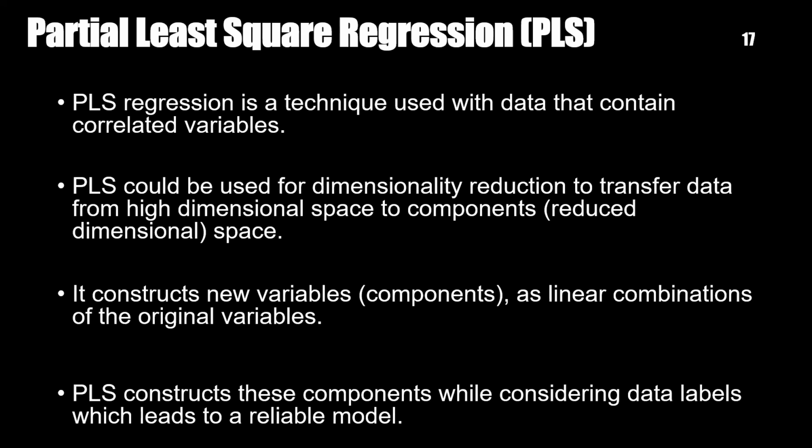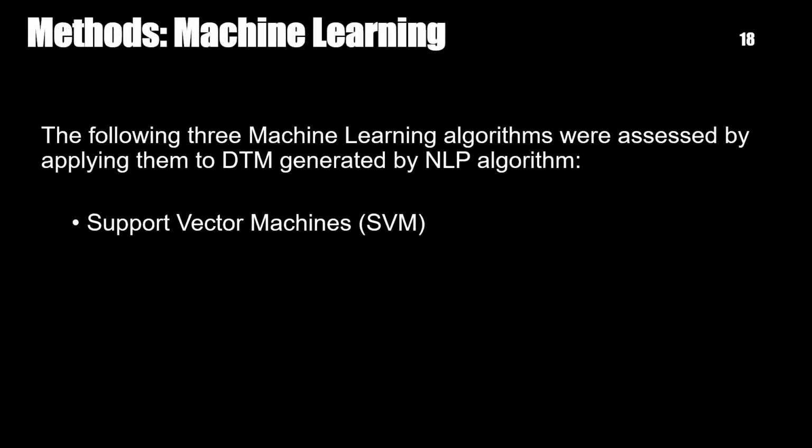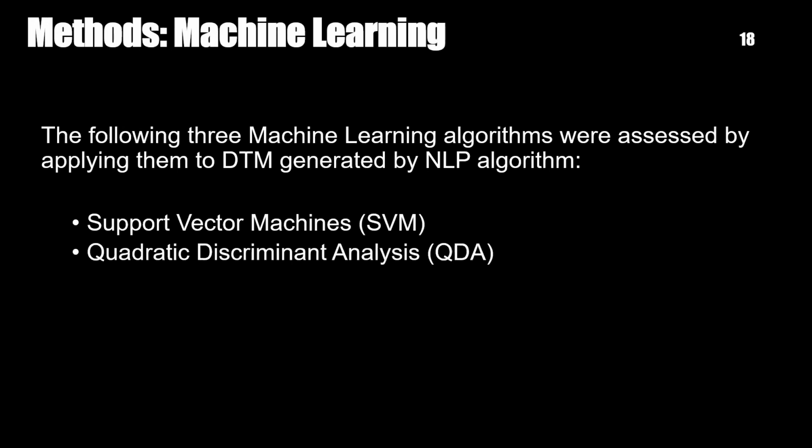So the thing is, PLS is careful when it is working with labeled data because we want to make sure that we have a reliable model and that the labels are already taken care of. So we have used PLS for the dimensional reduction. In this study, I started with natural language processing and I have used these three machine learning methods: support vector machine, SVM, quadratic discriminant analysis, QDA, and AdaBoost.